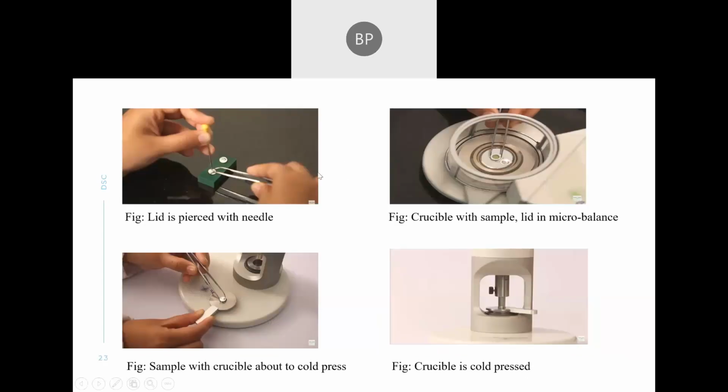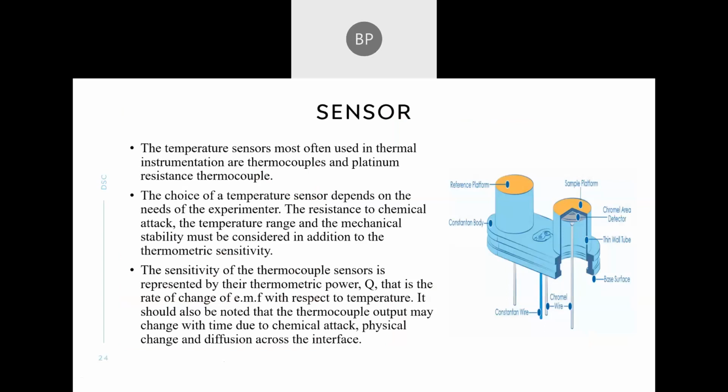What I have discussed is shown here. Initially the lid is pierced with a needle and holes are made, and the crucible with sample and lid is weighed in the microbalance. The sample with crucible is about to be cold pressed, and then the crucible is cold pressed. In this manner, the lid is fixed on the crucible.